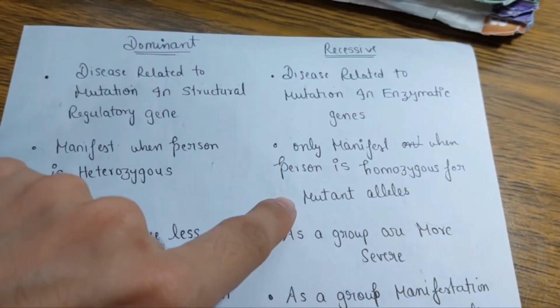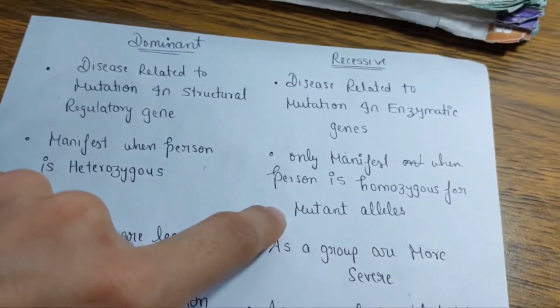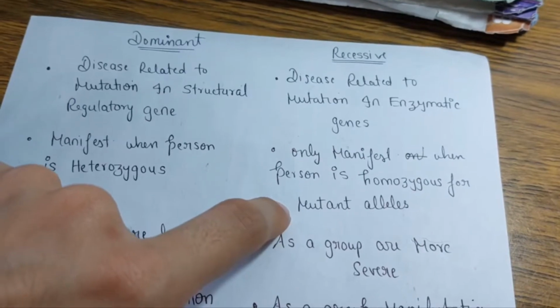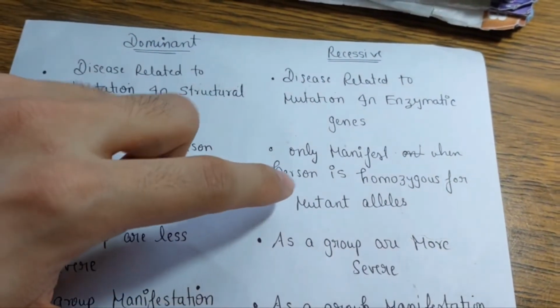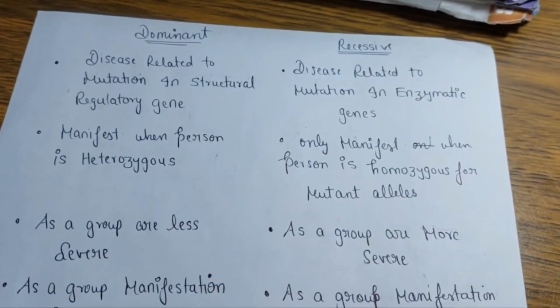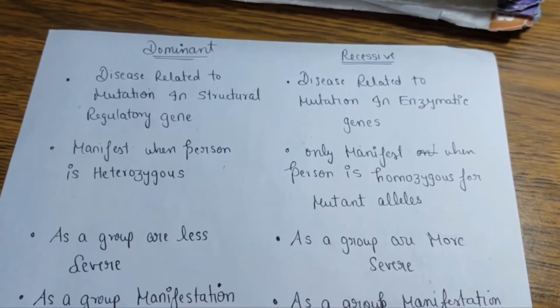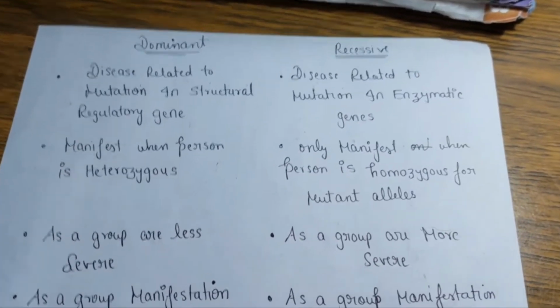I'm sorry, I'm not sure whether it will be only homozygous. Recessive disorder will only be homozygous for mutant alleles, or it will be homozygous for mutant alleles as well as allelic heterogeneity. So I need to confirm that point.